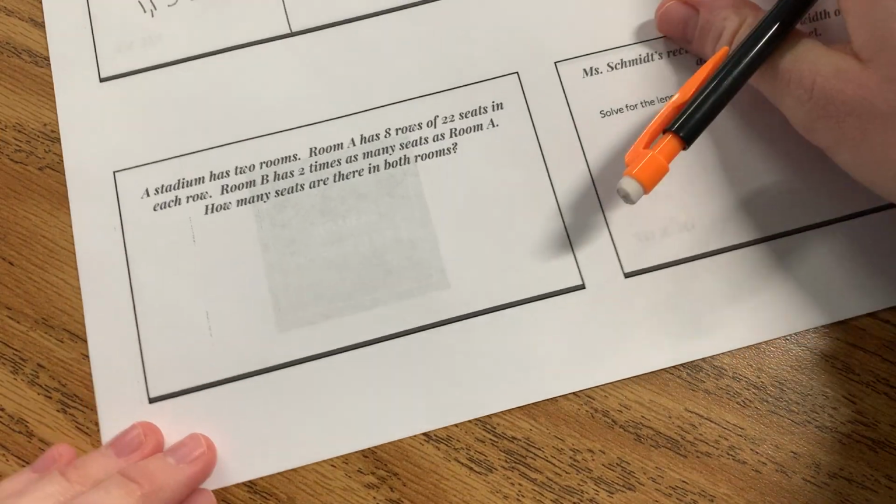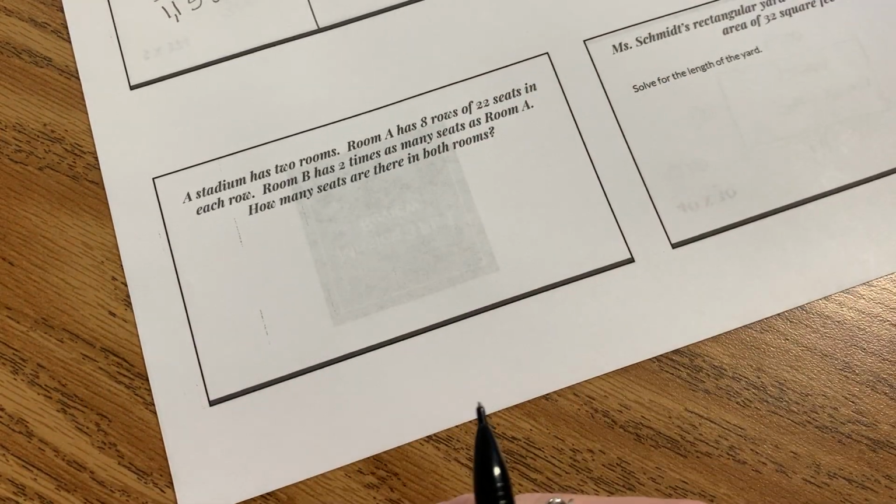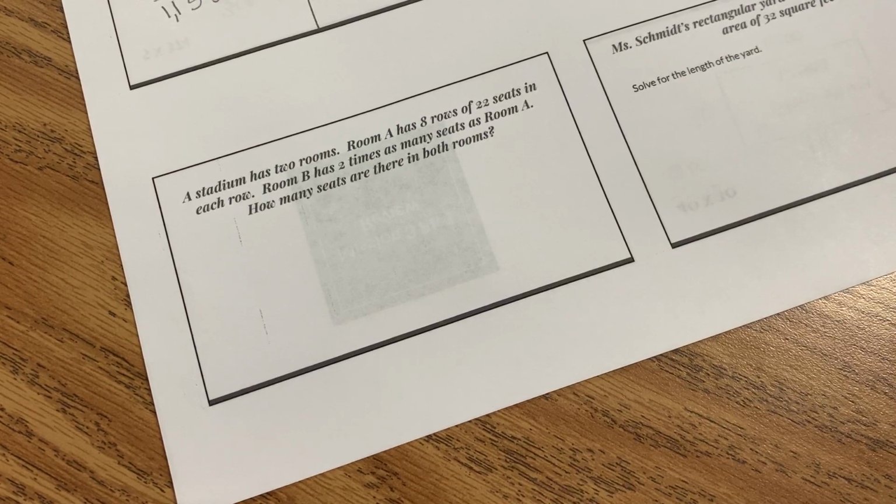Now I have some word problems here. A stadium has 2 rooms. Room A has 8 rows of 22 seats in each row. Room B has 2 times as many seats as room A. How many seats are there in both rooms? Go ahead and try that one on your own.